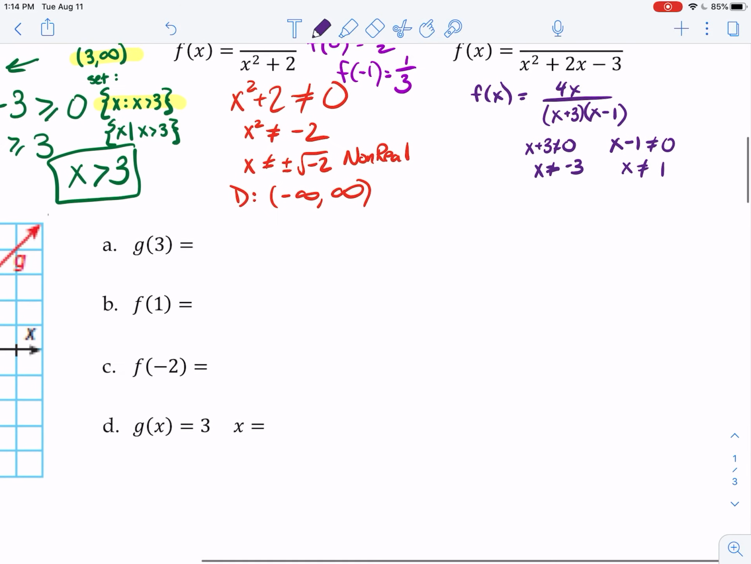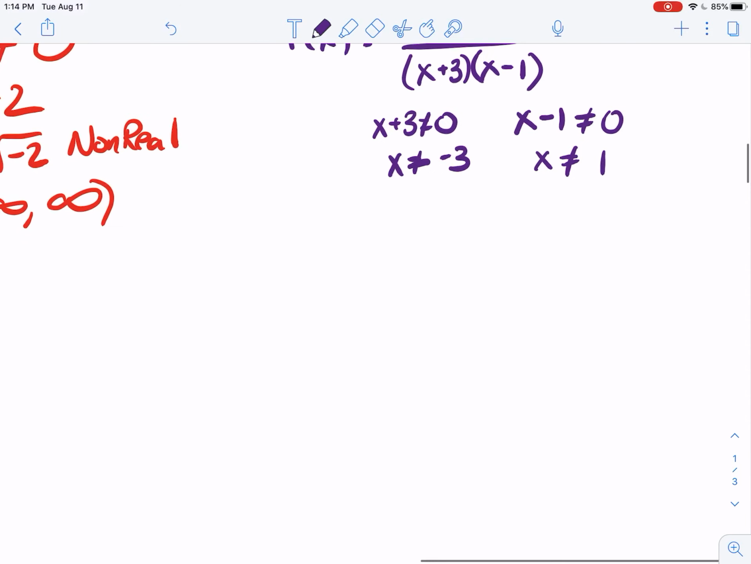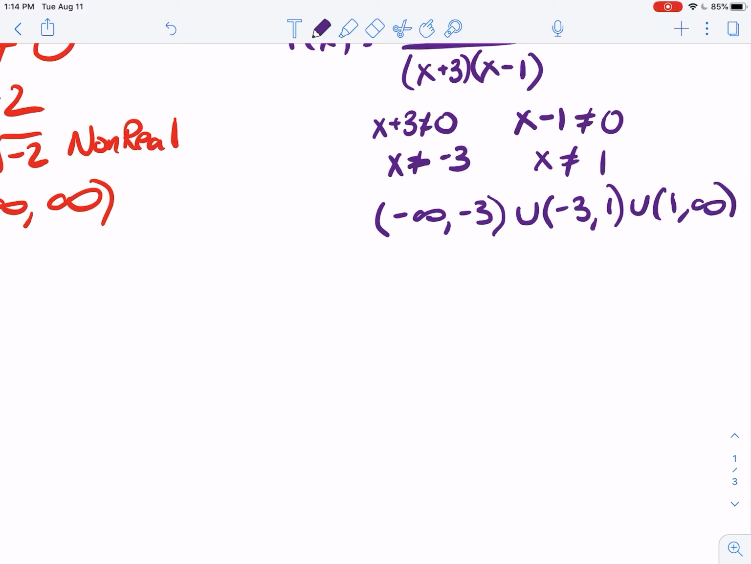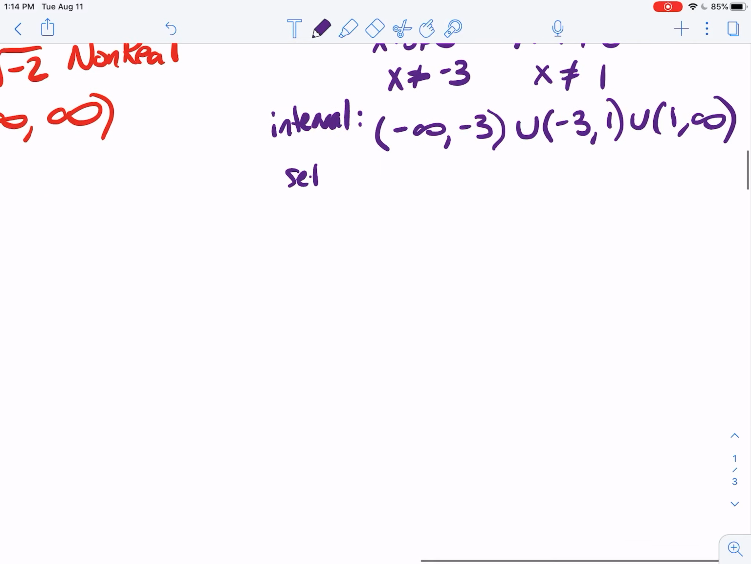So on this one, you could tell me either it's from negative infinity to negative 3, pick it up again and go from negative 3 to 1, then pick it up again and go from 1 to infinity. That's interval notation. Or you can tell me in set notation, it's the set of x such that x is not equal to negative 3 or 1. I'm happy with either one.